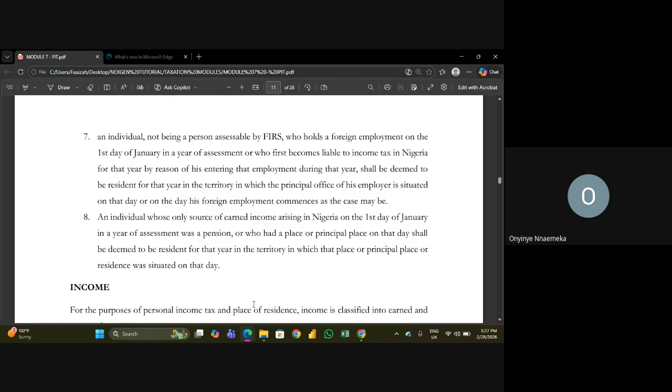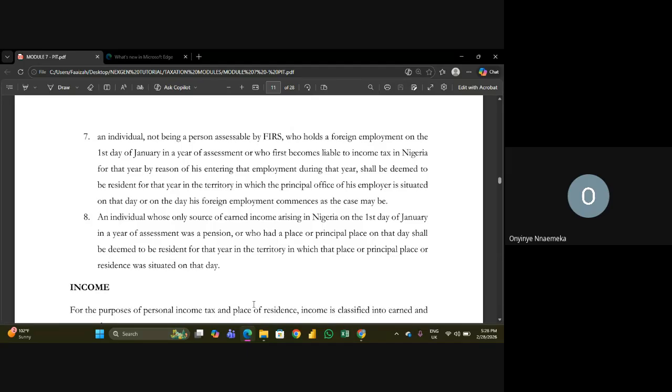So now, somebody got a foreign employment. We already defined what a foreign employment is. That is, your duties are not performed in Nigeria. Your duties are performed outside Nigeria, right? Now, on the 1st of January, you hold a foreign employment. Then what will be your residency? Your residency will be the territory in which the principal office of your employer is situated, or the day on which his foreign employment commences, as the case may be. This is the day that they wrote there. I honestly don't understand what they mean by the day, but I understand the principal office, which means that the place where your principal office is, the tax authority in that territory is the one liable to his tax, right?